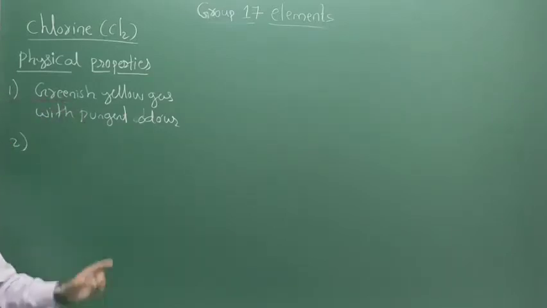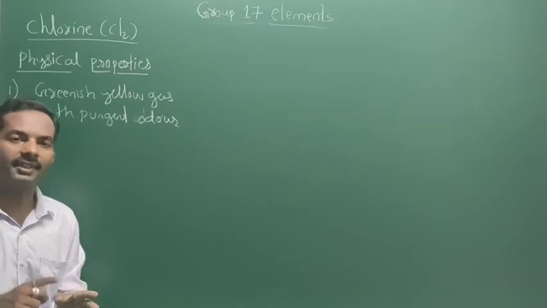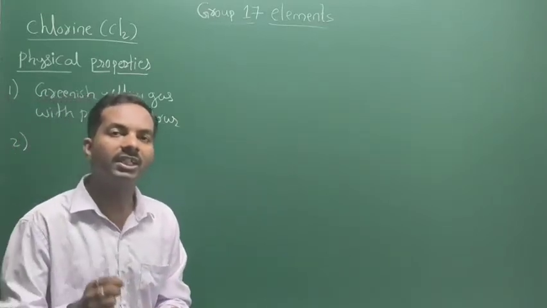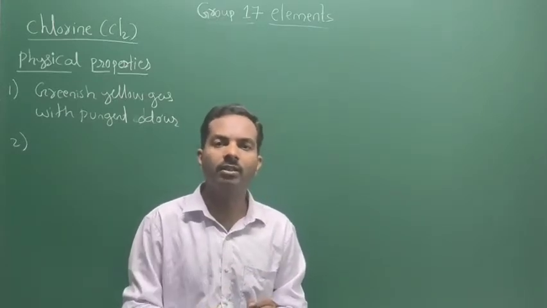So first one is chlorine is a greenish yellow gas with pungent odor. Second one, it can be liquefied to greenish yellow liquid and it is soluble in water.